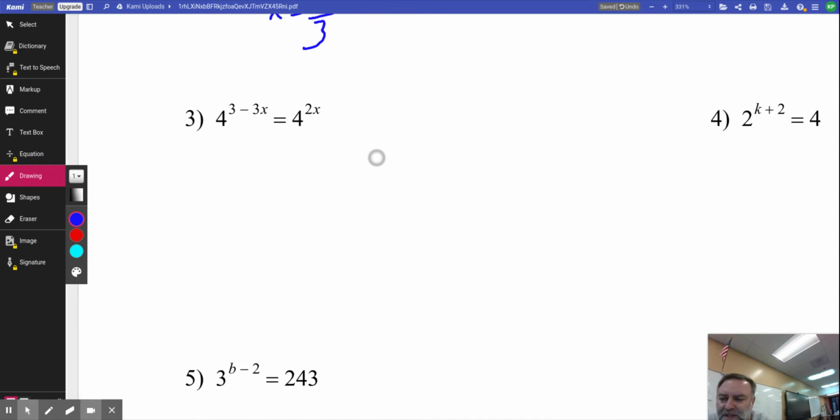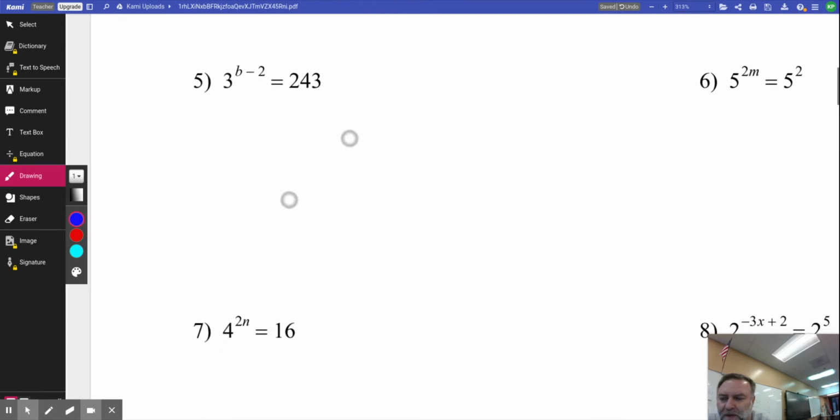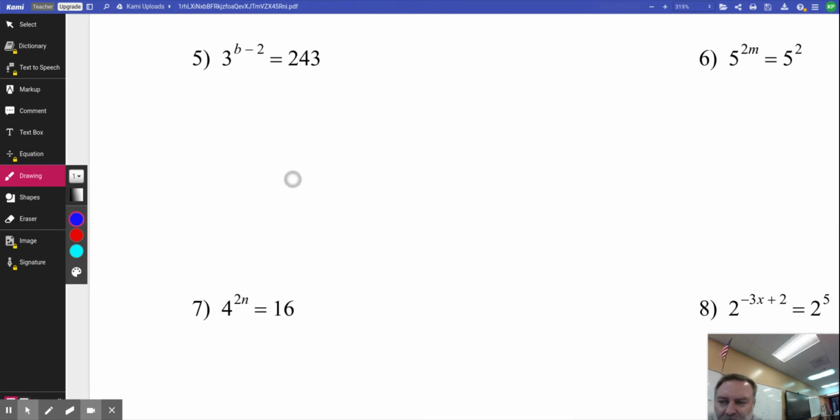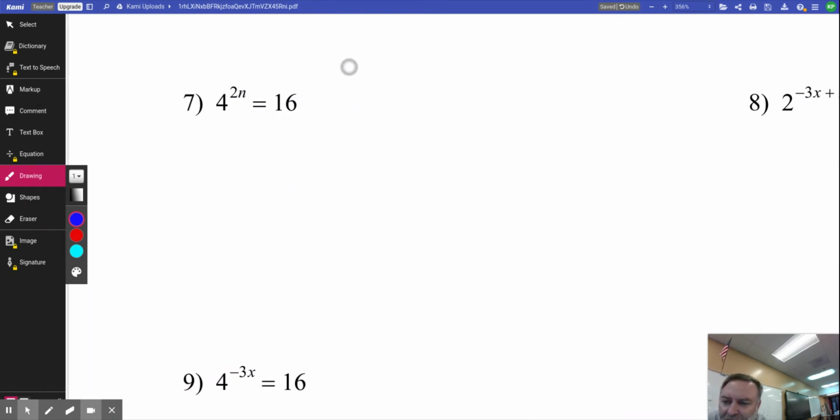Well, this one's pretty easy because the bases are already the same. You can just put the exponents equal to each other and solve. This one's very similar. You just go 3 to the 5th is 243. And then you can solve that one. Now this one's a little more difficult because you can change this one to be a base of 2 and this one to be a base of 2. But in this case, 4 squared is 16. So you could actually do this one.